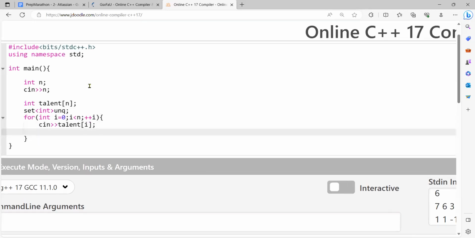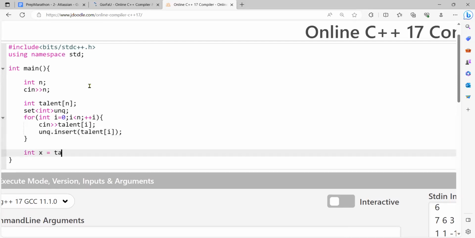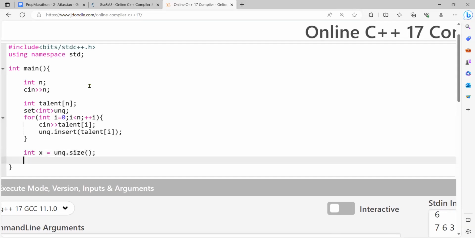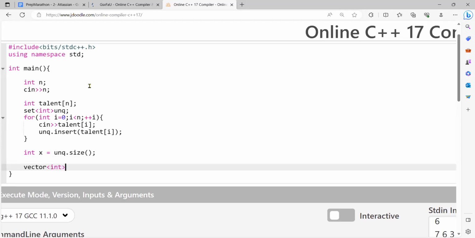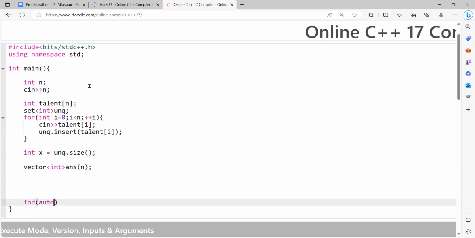So first, what I need to find is the total number of unique talents in my whole array. In x, I'm storing the total number of unique talents. So if you return the size of your set, because a set is a data structure which contains only unique values, in x we have the number of unique talents in our whole array. Now I need an answer array also, which will store the answer for all the indexes, and at the end I have to print that only.